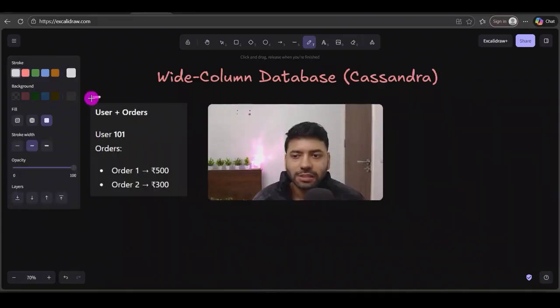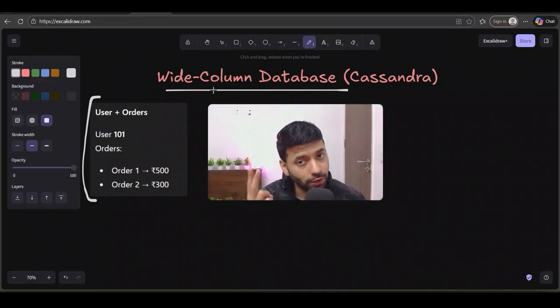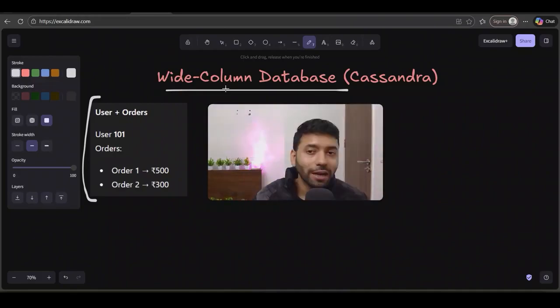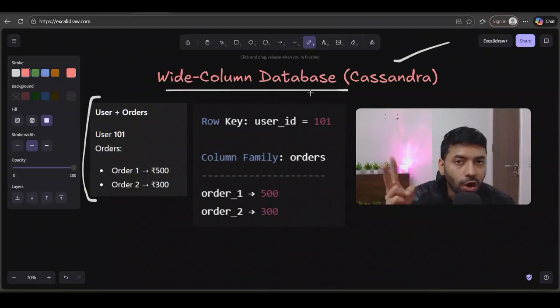Next, let's discuss the same example in wide column database, which is the third type of NoSQL database. We discussed key value database in NoSQL. We also discussed the document database in NoSQL. Now, the third category of NoSQL, wide column database. And a very famous example of wide column database is Cassandra.